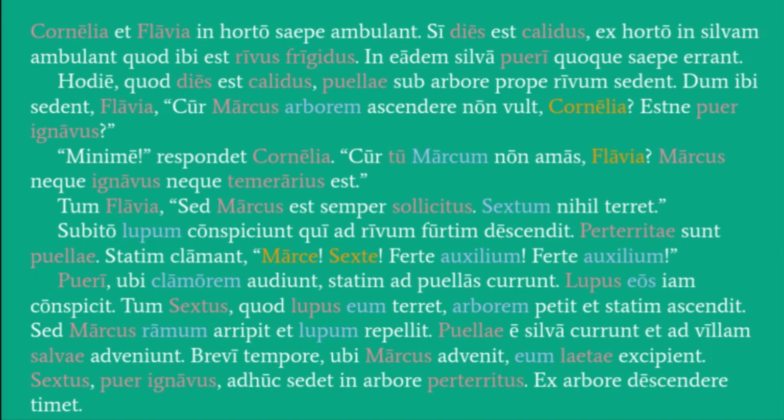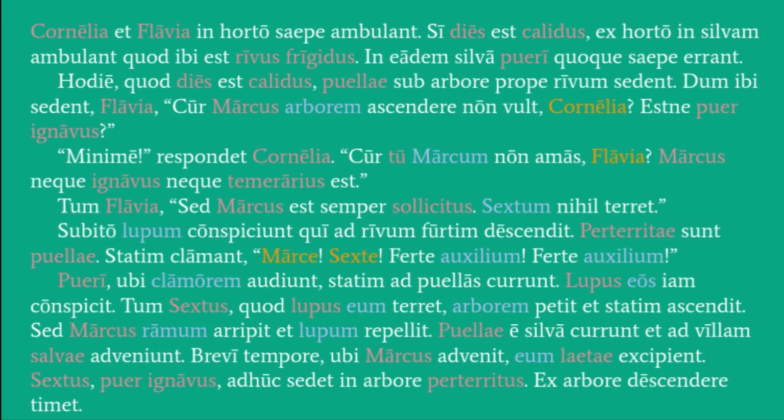Marcus neque ignavus neque temerarius est. So she says, Marcus is neither nor. Neque means neither nor. So you're going to have neque and something followed by neque and something else, right? So it says, Marcus est, neither ignavus, which means cowardly, nor reckless, temerarius. So she's saying he's not a cowardly boy, but he's also not reckless. He's right down the middle, is kind of what she's getting at when she describes her brother, right?